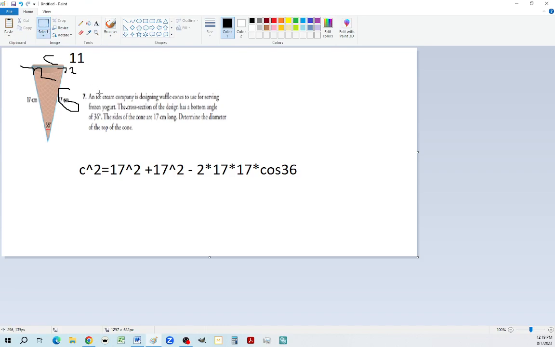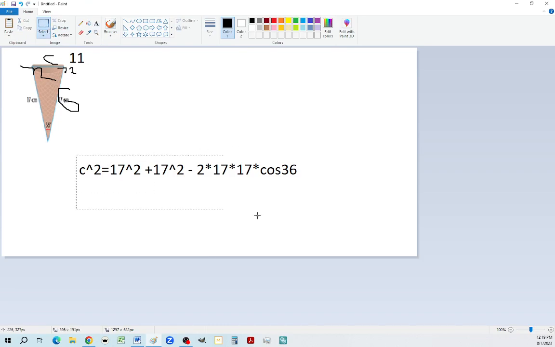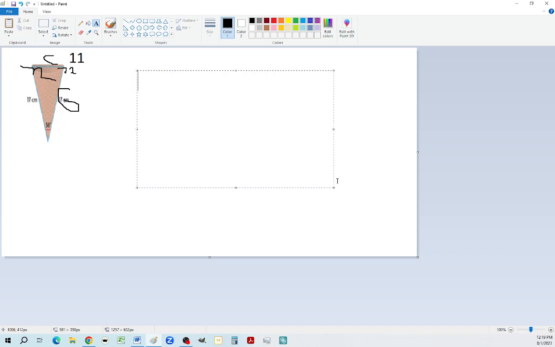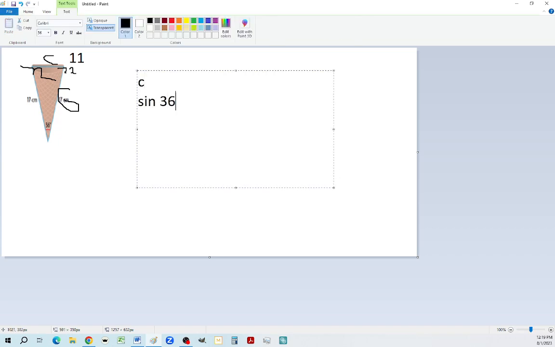Now let's see if we could have cheated and used the sine law. According to me, if I'm looking for C, C divided by the sine of 36 will be equal to 17 divided by the sine of 72, which means if I multiply both sides by sine of 36, 17 times sine of 36 divided by the sine of 72 should get me the same answer.